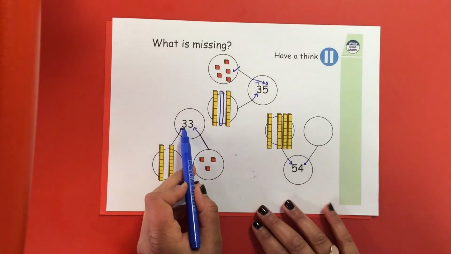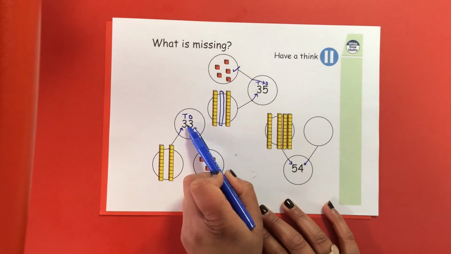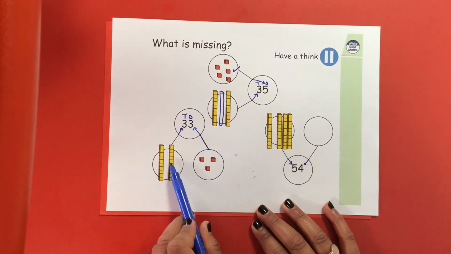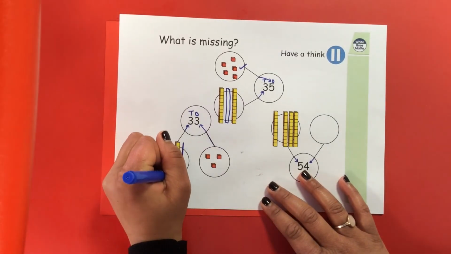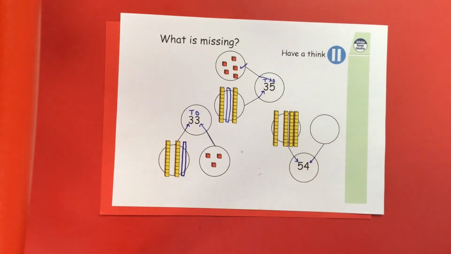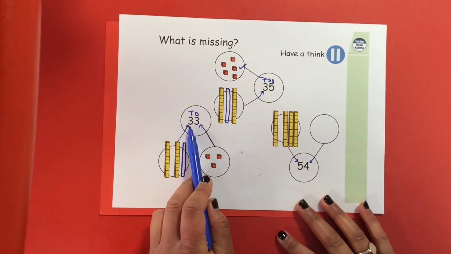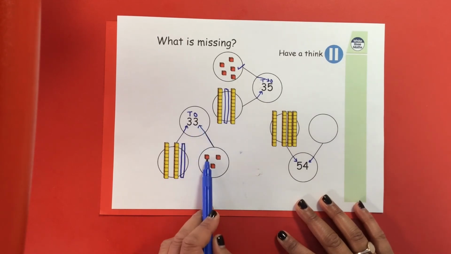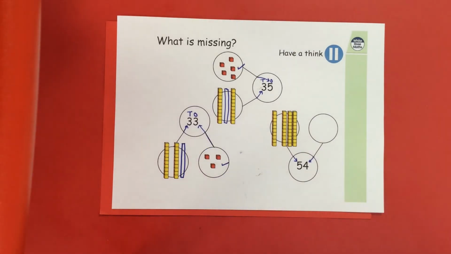Okay, let's go on to 33. So in the tens, there should be 3. It says 3. 1, 2. There are only 2 tens. Did you spot that? Well done if you did. Let's draw in the third 10. 1, 2, 3. 3 tens. And in the ones, there should be 3. 1, 2, 3. There was nothing missing there.